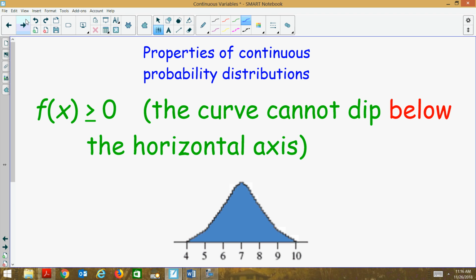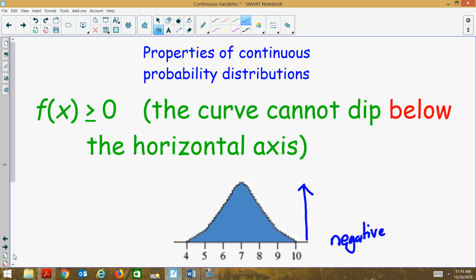Now, before we do that, we have to make sure that we understand the properties of continuous probability distributions. These are some good notes that you should probably take. Okay? The first and most important thing is that f of x has to be greater than or equal to 0, meaning that every possible value has to be above the x-axis. The reason why it cannot dip below the x-axis is because we don't have any negative probability distributions. Probability can never be negative. Therefore, the area under the curve can never be negative.